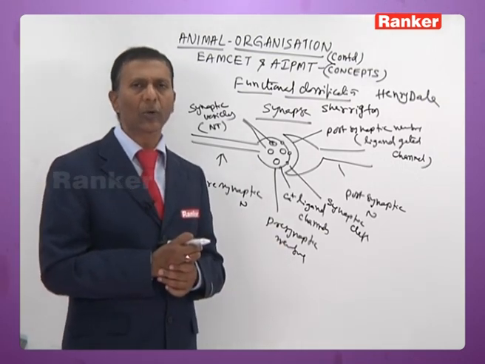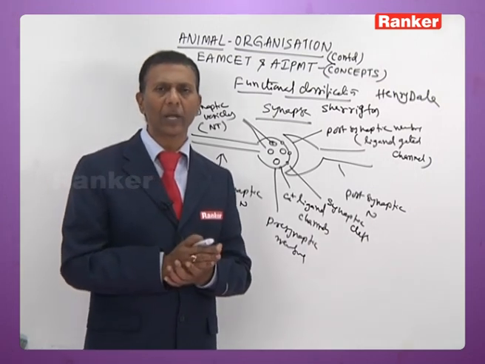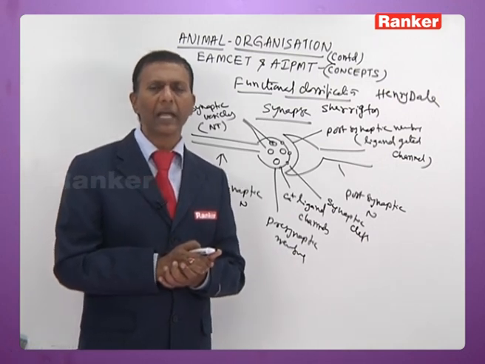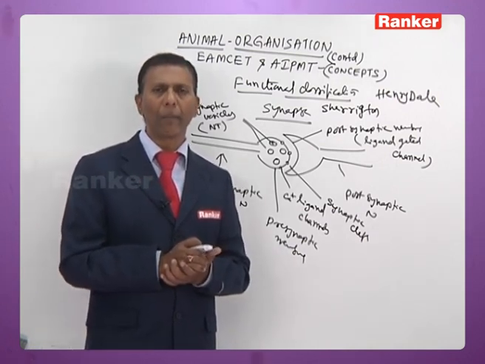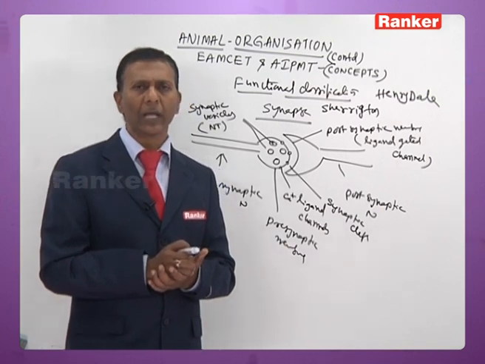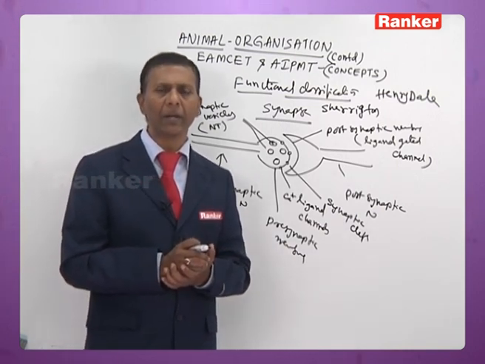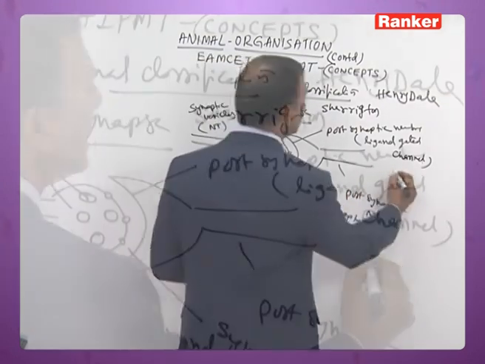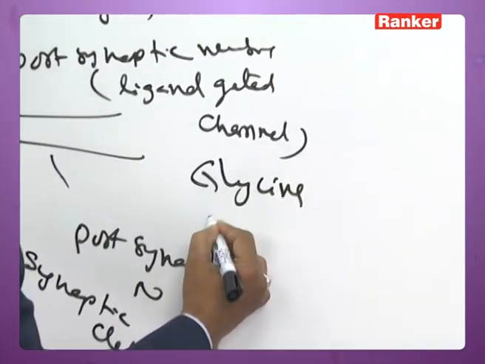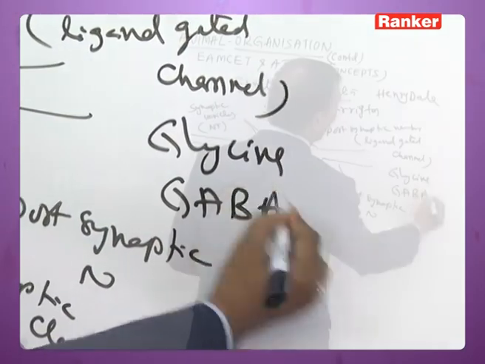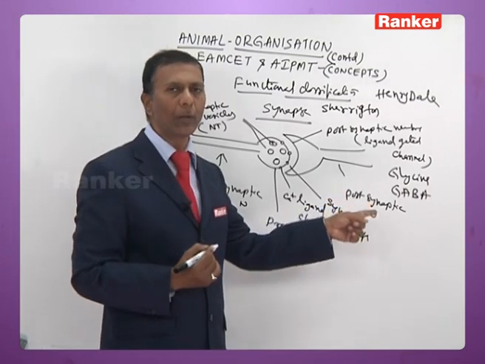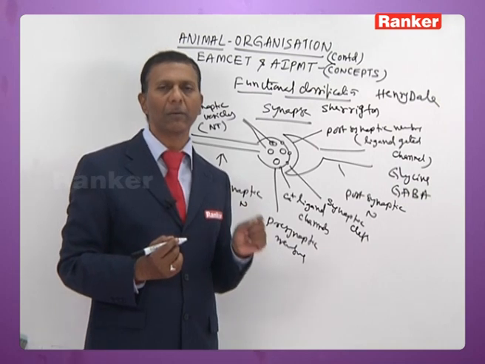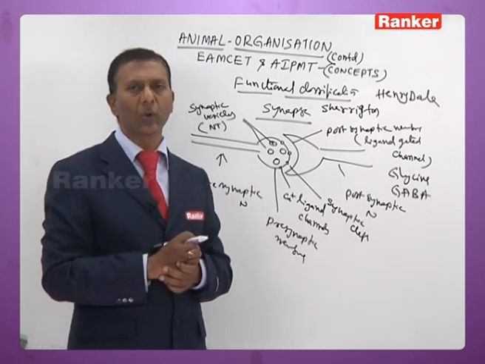Neurotransmitters are broadly divided into two types: excitatory neurotransmitters and inhibitory neurotransmitters. Adrenaline, acetylcholine, dopamine, and serotonin can act as either excitatory or inhibitory neurotransmitters, whereas glycine and GABA, gamma aminobutyric acid, both always act as inhibitory neurotransmitters.